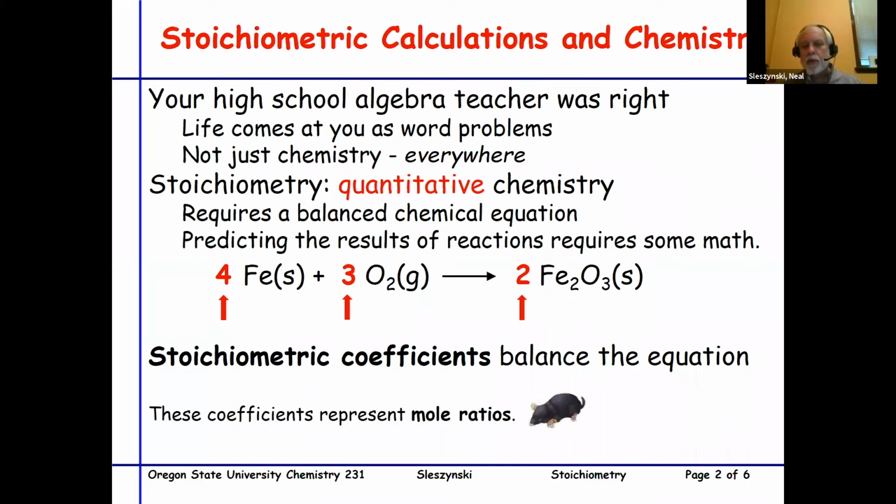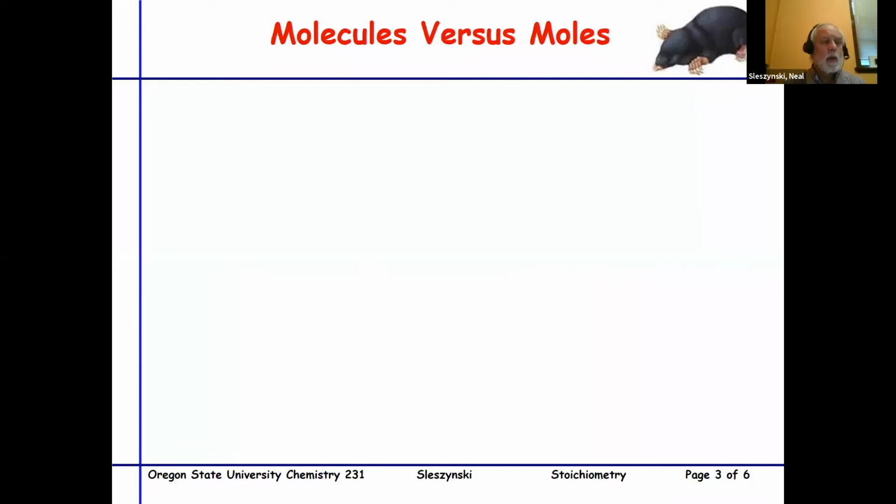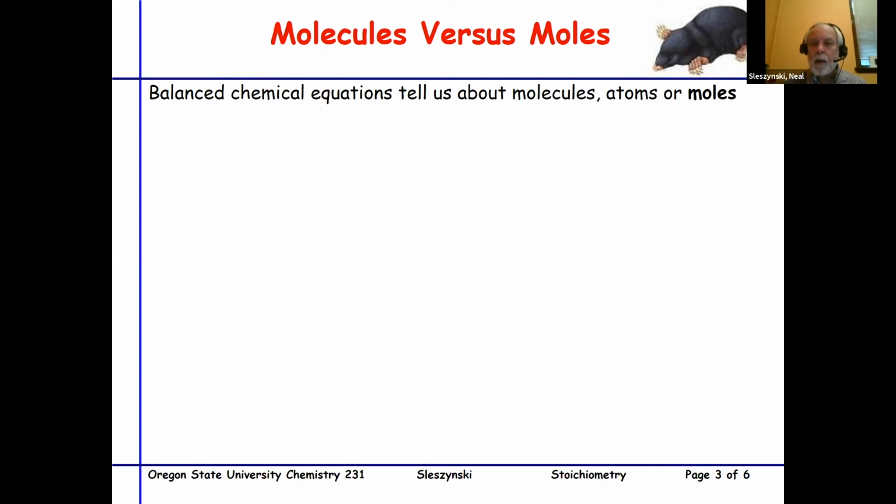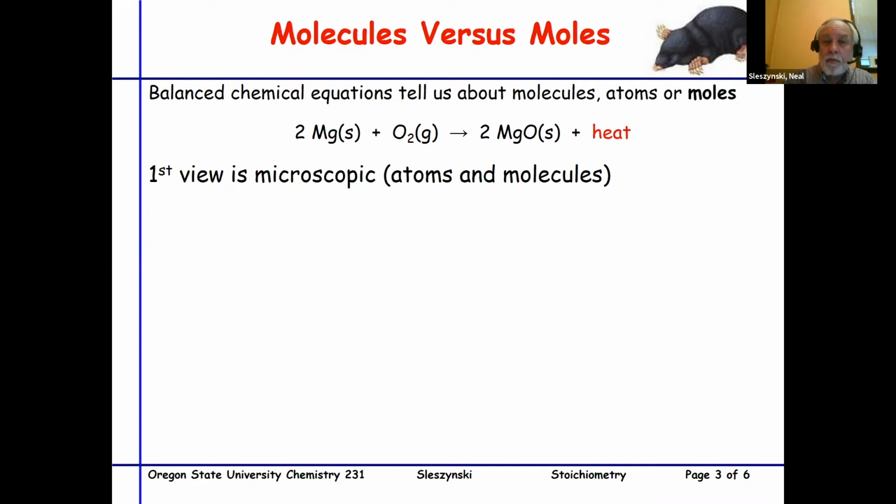These stoichiometric coefficients represent mole ratios, or, at the atomic and molecular level, they can represent molecular ratios or atomic ratios. All right, so let's talk about molecules versus moles for a minute. Balanced chemical equations tell us about molecules, atoms, or moles. So this balanced chemical equation for the oxidation of magnesium can be looked at two ways. We can first look at it at the microscopic view at the level of atoms and molecules.